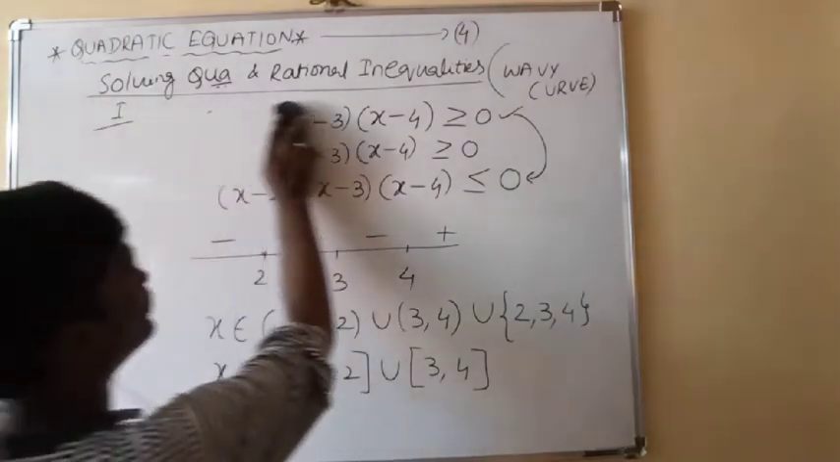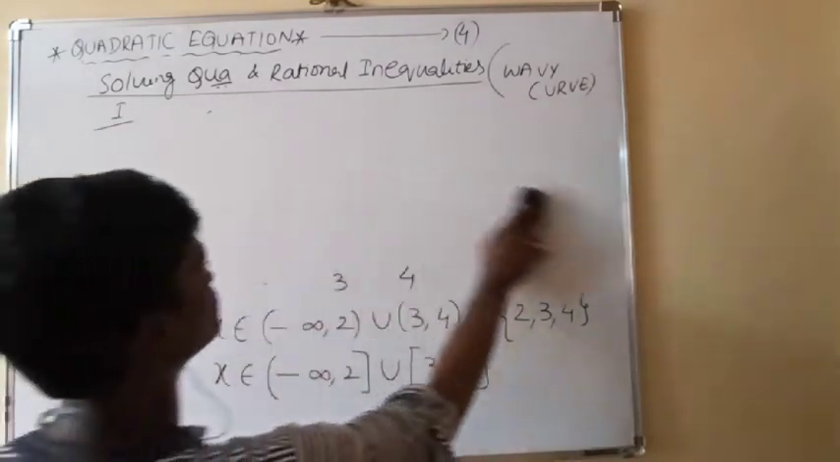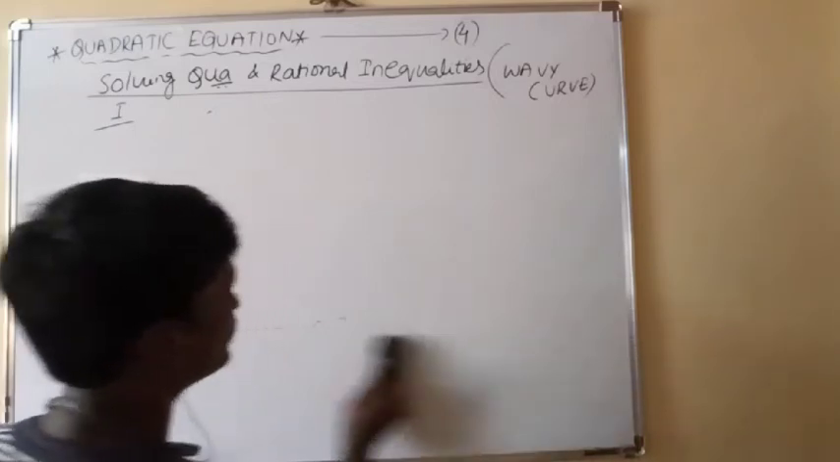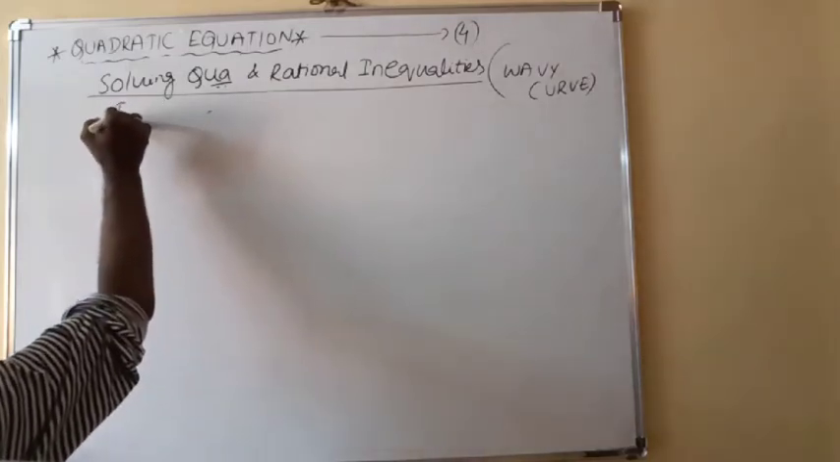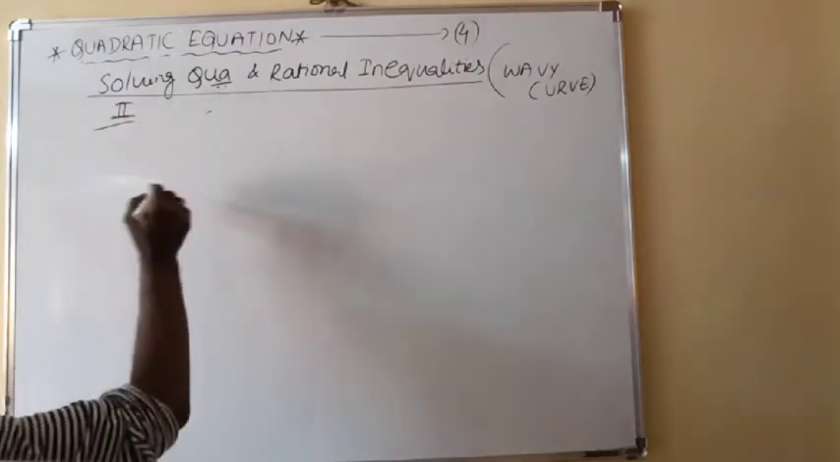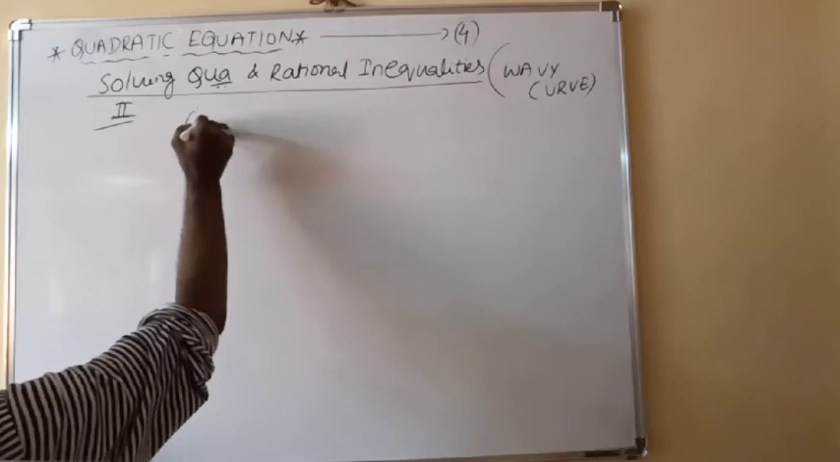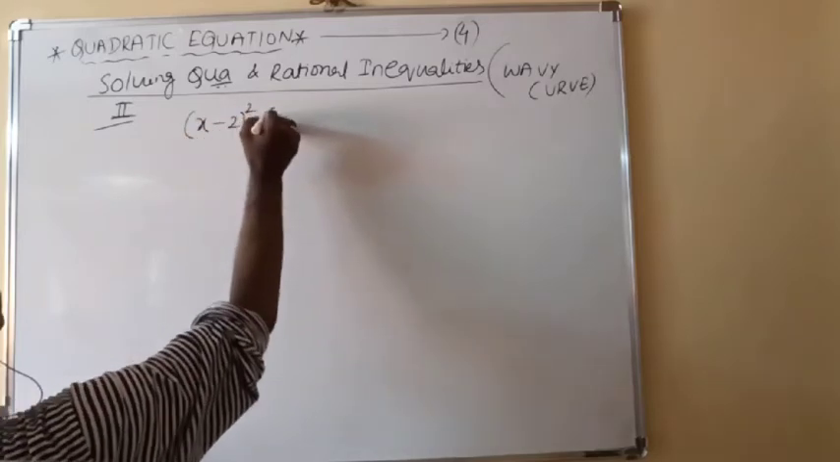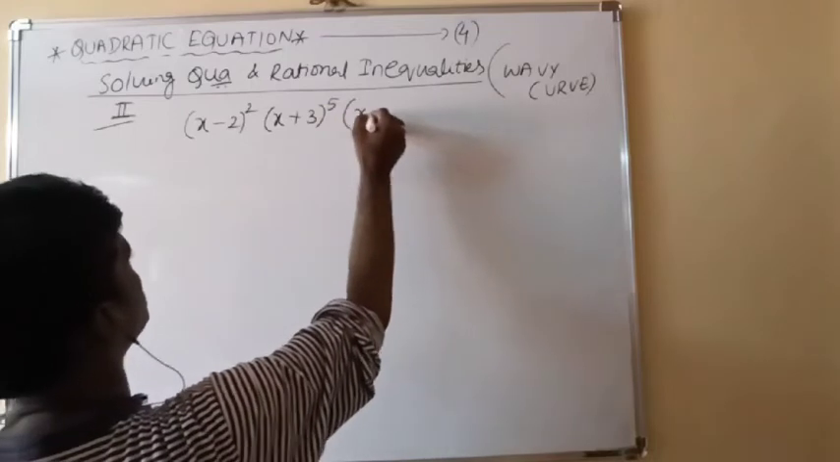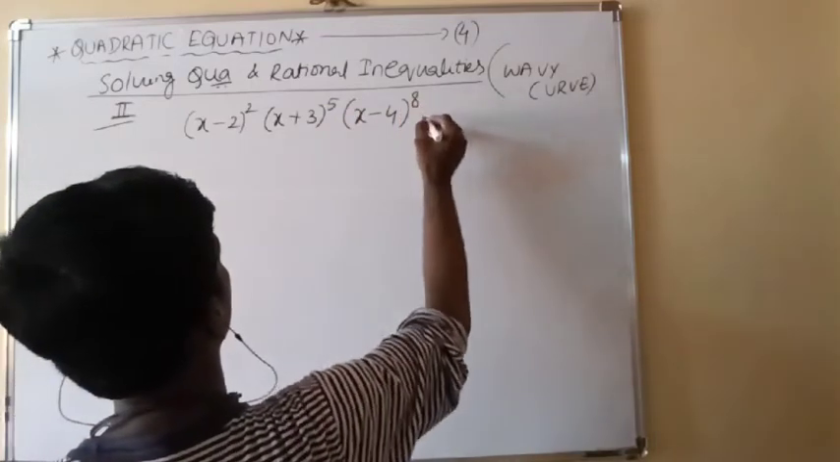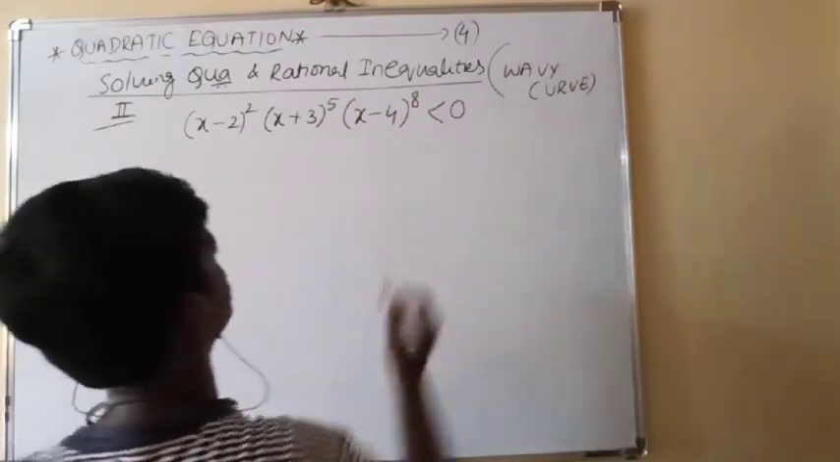Next, type 2 problems. So type 2 problems appear when repeated linear factors are present. Say (x minus 2) whole square, (x plus 3) whole power 5, (x minus 4) whole power 8 is less than 0.